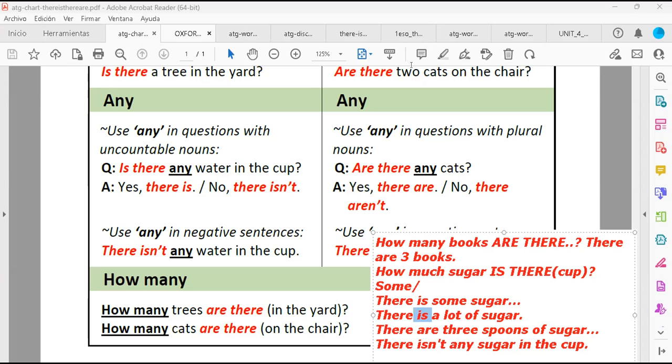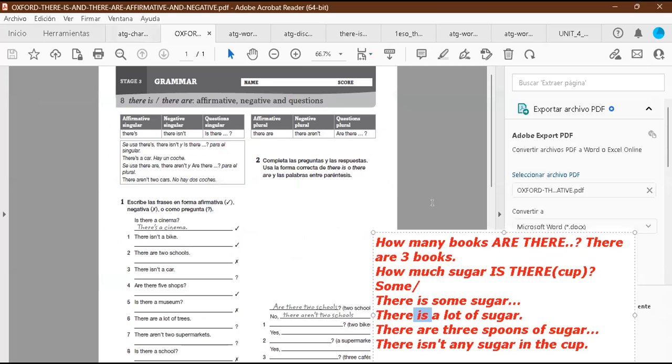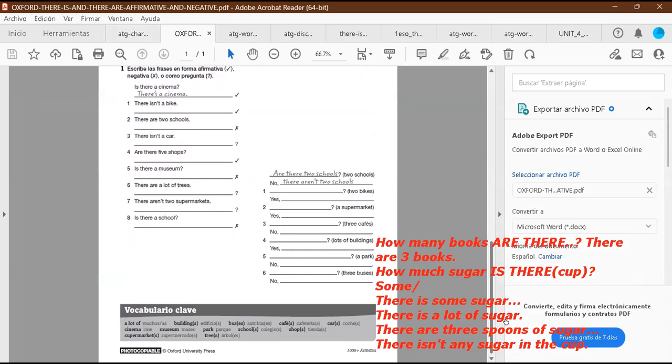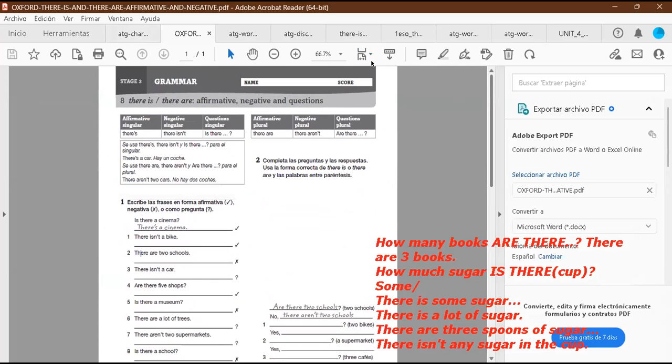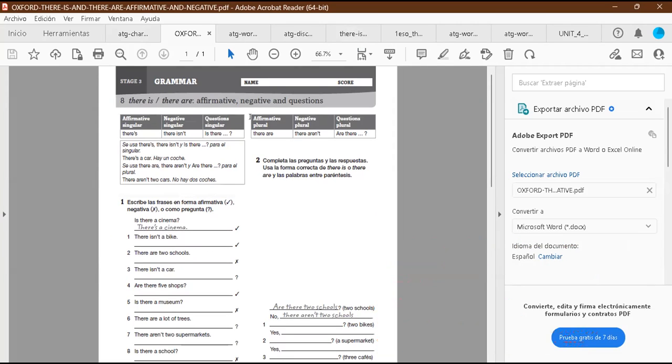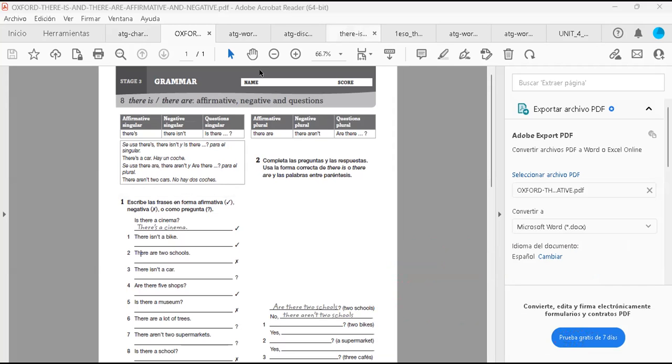Okay, so now we'll check some more things. Just give me a couple of seconds. Questions. So now we're going to have some exercises, so we'll see how we do it. Just let me share. Okay, yes, it's here.